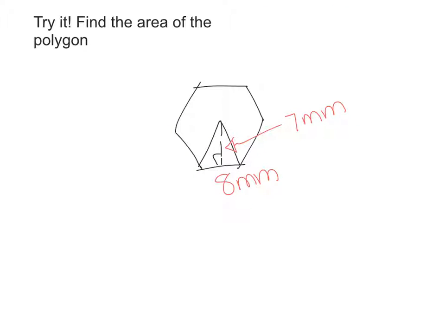Find the area of this polygon. This polygon has 1, 2, 3, 4, 5, 6 sides, meaning this is a hexagon. I want you to draw this in your notebook, split it into your congruent triangles, find the area of one of the triangles, and multiply it by this many. Pause and try it.